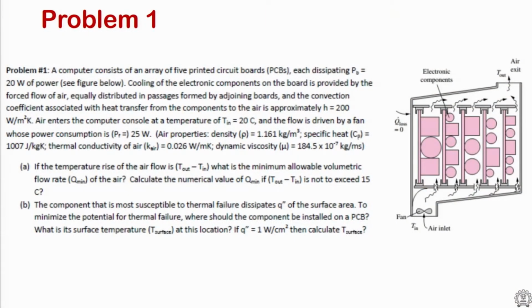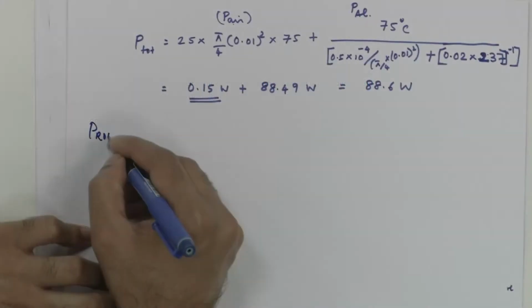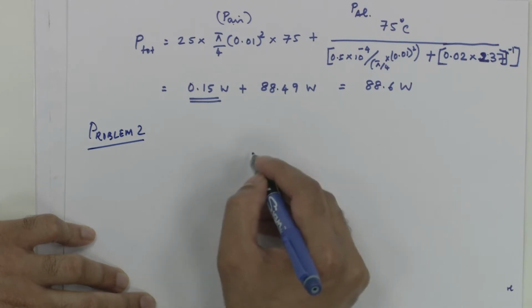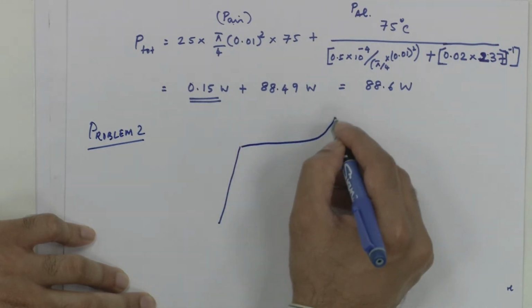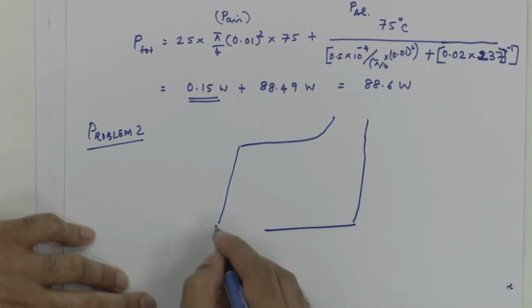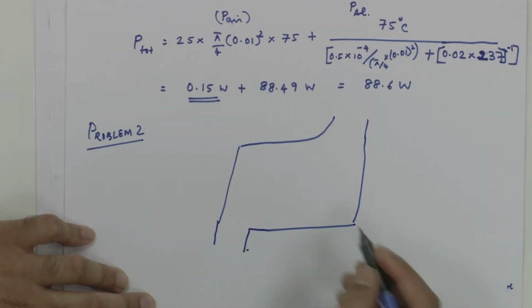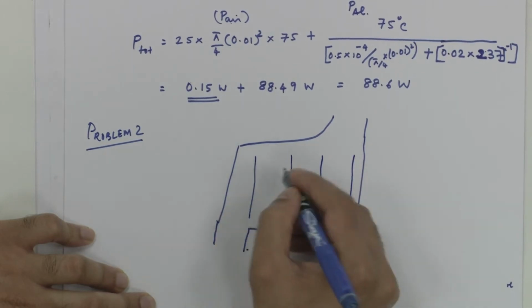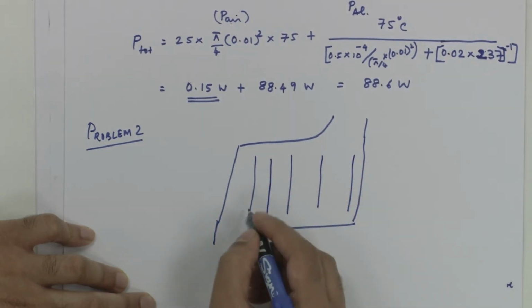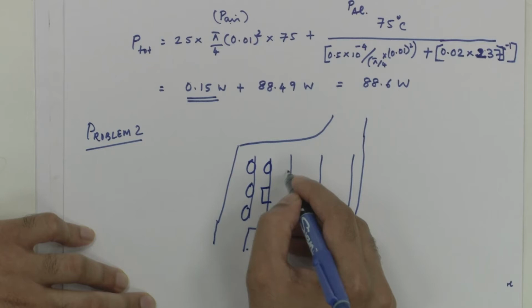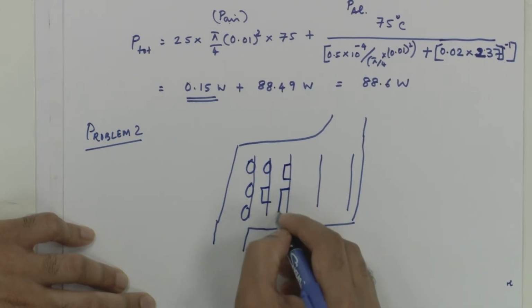And let's look at another problem, problem number 2. I'm going to draw this problem. There are some PCBs mounted on this. There are about 5 of these PCBs with some components that are differently shaped. It could be anything.